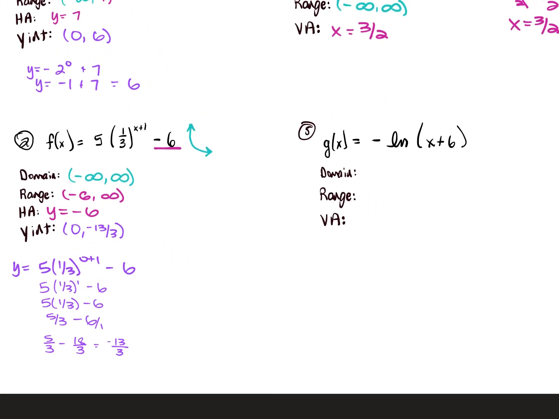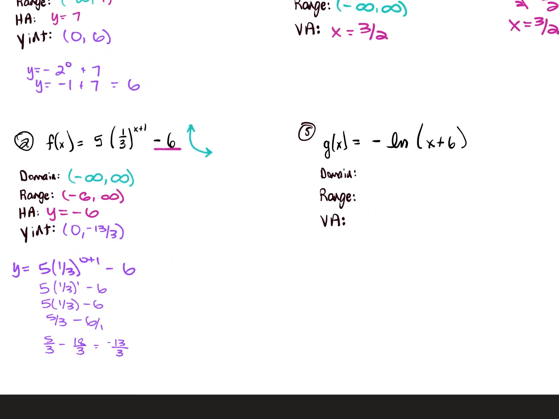For 5, you have g of x is equal to -ln of x plus 6. You're finding the domain, the range, the vertical asymptote. We know, because it's a log function, it's the inverse of the exponential function, which means instead of our domain being all real numbers, our range is going to be all real numbers. So off the bat, you can put down that your range is from negative infinity to positive infinity.